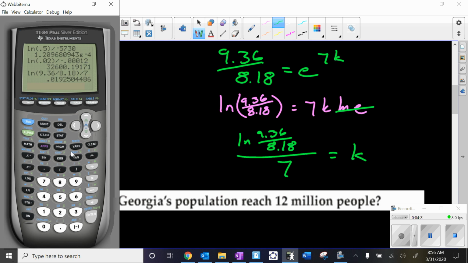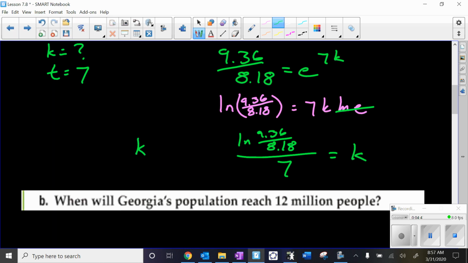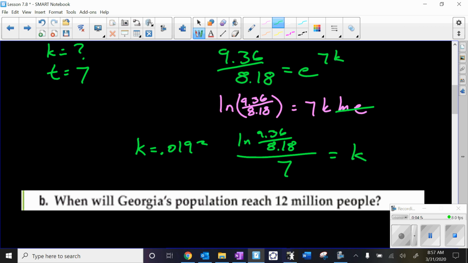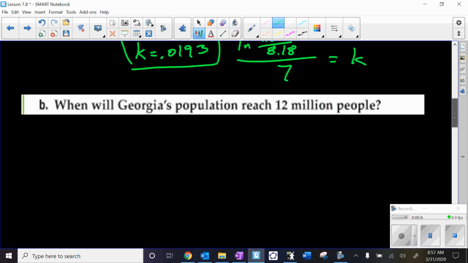It's going to get us a rate. We're going to use 4 decimal places when we do this. So k is going to be 0.0193. K is equal to 0.0193 for our population growth. Okay. We'll do part B as well.